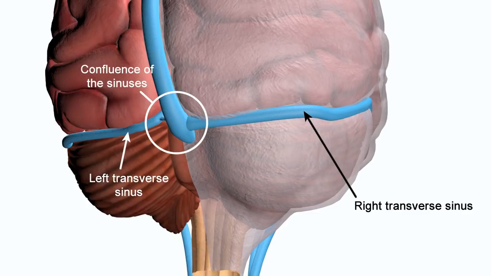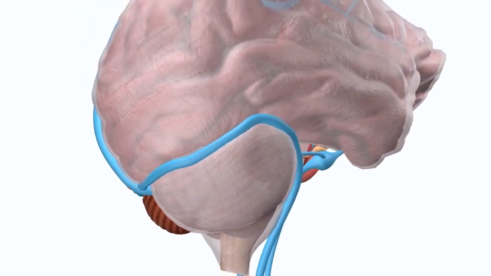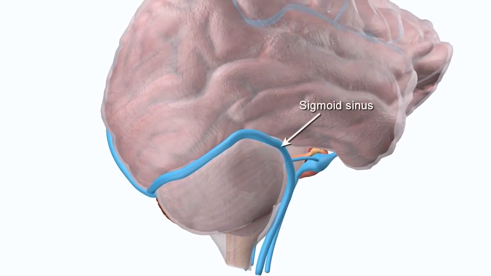Now we should note at this point that the connections between the right and left transverse sinuses is highly variable. Blood flow from the superior sagittal sinus tends to favour the right side, and in extreme cases, the right transverse sinus is simply a continuation of the superior sagittal sinus. The transverse sinus follows the groove formed by the tentorium cerebelli until it turns downwards around the cerebellum, where it is termed the sigmoid sinus.